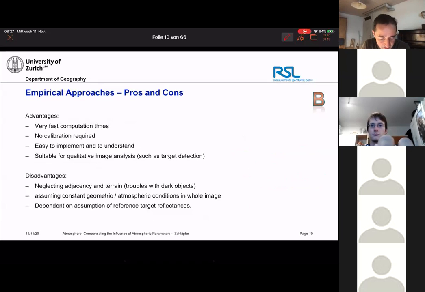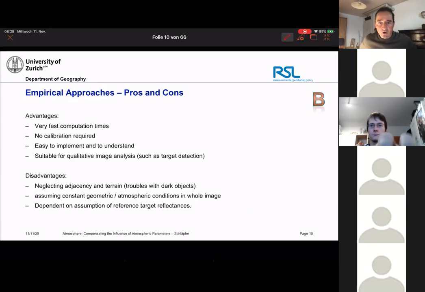So what are the advantages? Why are you still doing that even though it's not accurate? Well, it's very fast. That's the major advantage of empirical approaches. Once you have a linear relation, you have an image corrected in seconds. And you don't need any calibration, so cheap instruments can be corrected right away. Also, you don't need to be an expert to apply them. You can do some qualitative image analysis based on those, such as target detection.